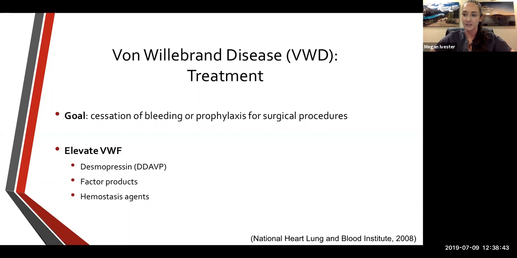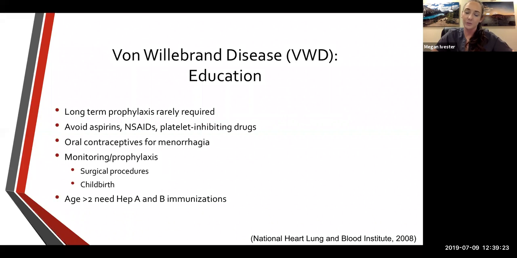So the first one is desmopressin, DDAVP, and that increases the plasma concentration of VWF by releasing endogenous VWF stores through the stimulation of endothelial cells. Second, factor products, that's going to replace the von Willebrand factor by using human plasma-derived viral inactivated concentrates. And the third one is going to be the hemostasis agents. So these are agents that promote hemostasis and wound healing, but do not substantially alter the plasma concentration of the factor. So they work in 3 different ways, and you can use 1 or 3. Kind of depends on their disease.